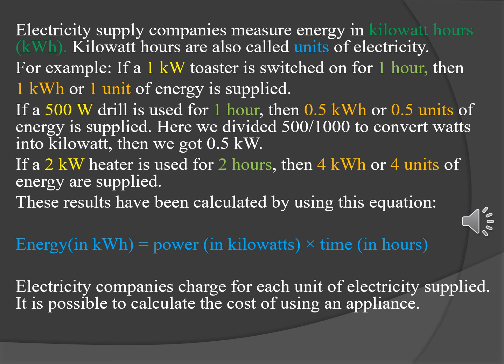Similarly, if a 2 kilowatts heater is used for 2 hours, then 4 kilowatt-hours or 4 units of energy are supplied. These results have been calculated by using this equation: energy in kilowatt-hours is equal to power in kilowatts multiplied by time in hours. Electricity companies charge for each unit of electricity supplied. It is possible to calculate the cost of using an appliance.